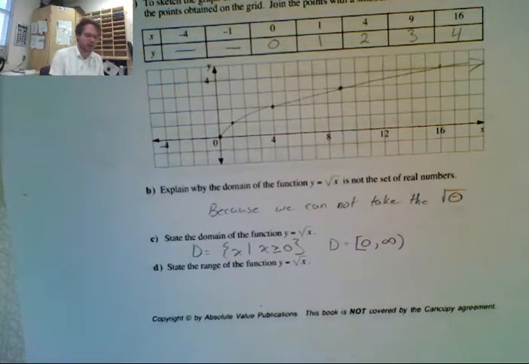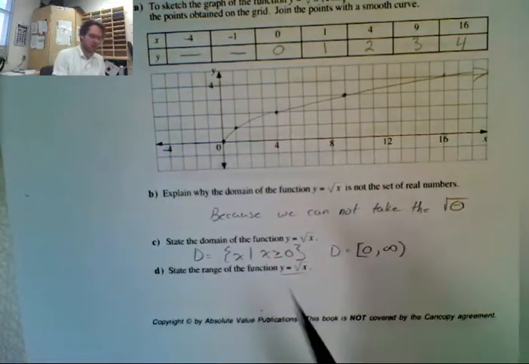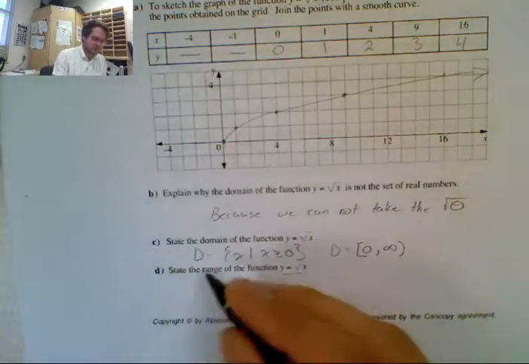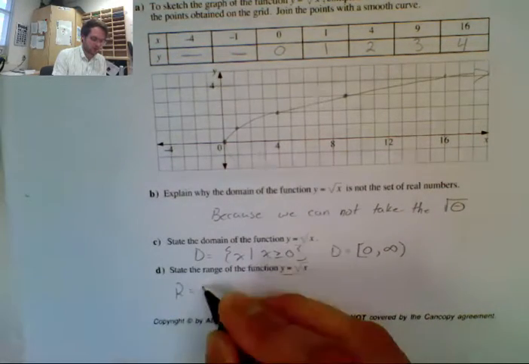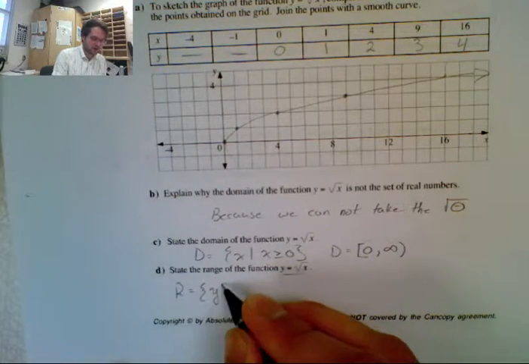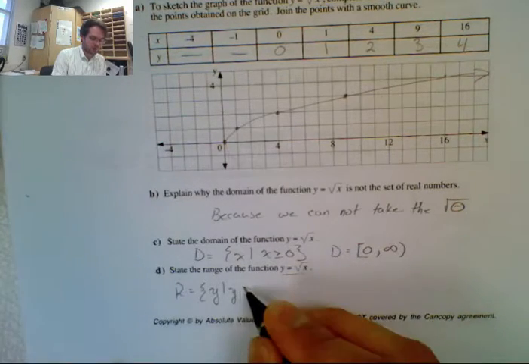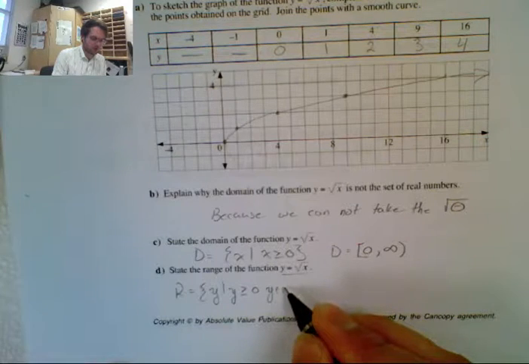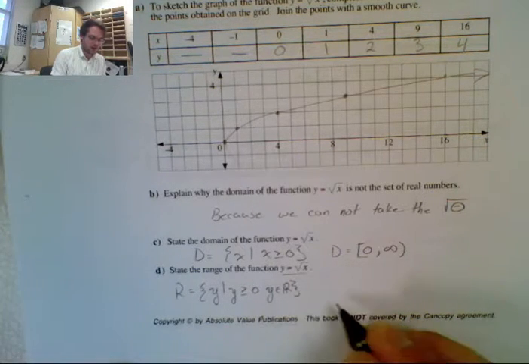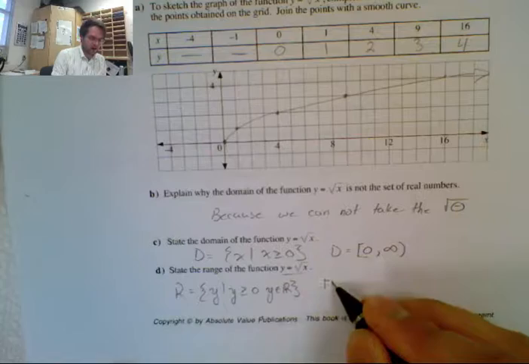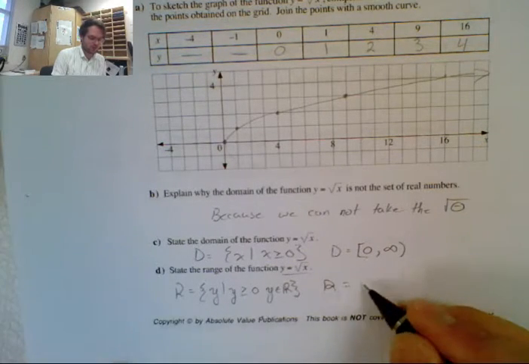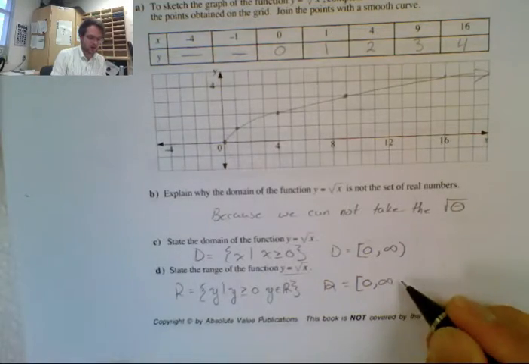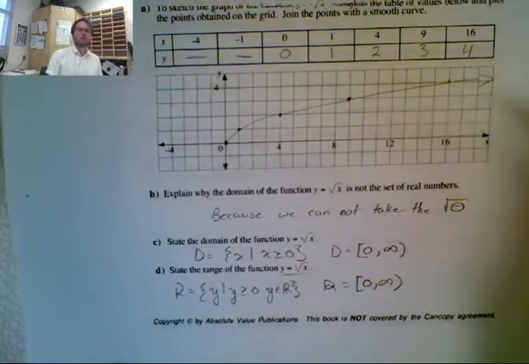Now I want to state the range of this function as well. We're looking at this. We can't go below 0. So my range is equal to y such that y must be greater than or equal to 0, and y is an element of all real numbers. I forgot that for the x. That's okay. And my range is also, well, my minimum value is 0, and it goes on forever in the positive.